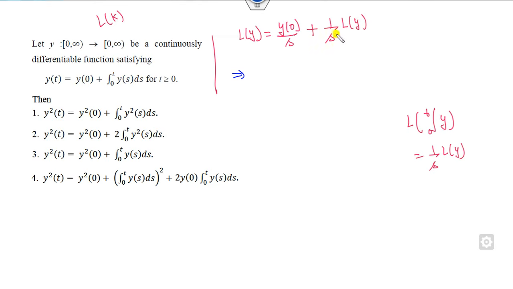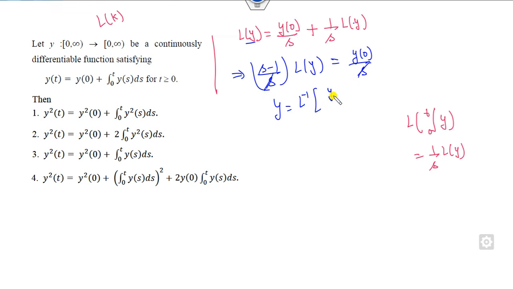So we can take this Laplace of y common, s minus 1. Laplace of y is y of 0 divided by s, so the s cancels out. So L inverse of y of 0 over s minus 1. That is y of 0 e raised to power t. That is my solution, y of t.